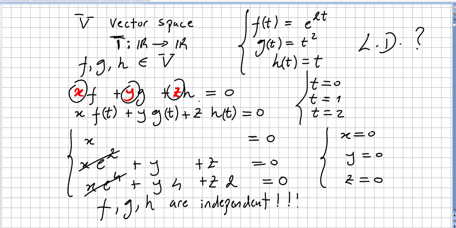This video is still in the chapter of linear dependence and linear independence. In the previous video we checked if these functions were linearly dependent or not in this vector space, where the vector space was functions from the reals to the reals. And in this video we are going to do more or less the same with different functions.